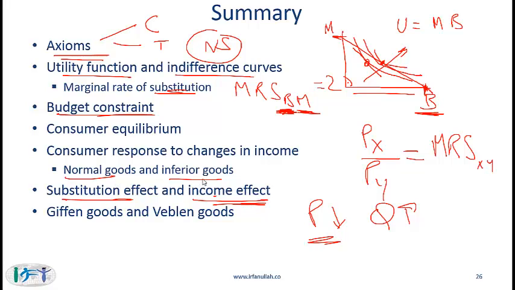And finally, we talked about two special cases, the Giffen good and the Veblen good. Both have upward sloping demand curves. With a Giffen good, we have a very strong negative income effect which overshadows the substitution effect. With Veblen goods, we are talking about status goods where consumers want to show off how rich they are, and therefore if the price of that good goes up, then the quantity that they demand also goes up.